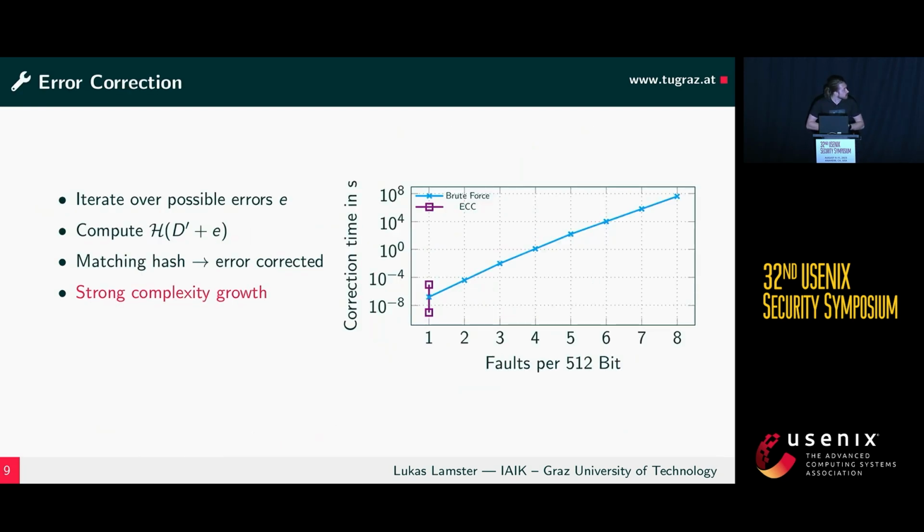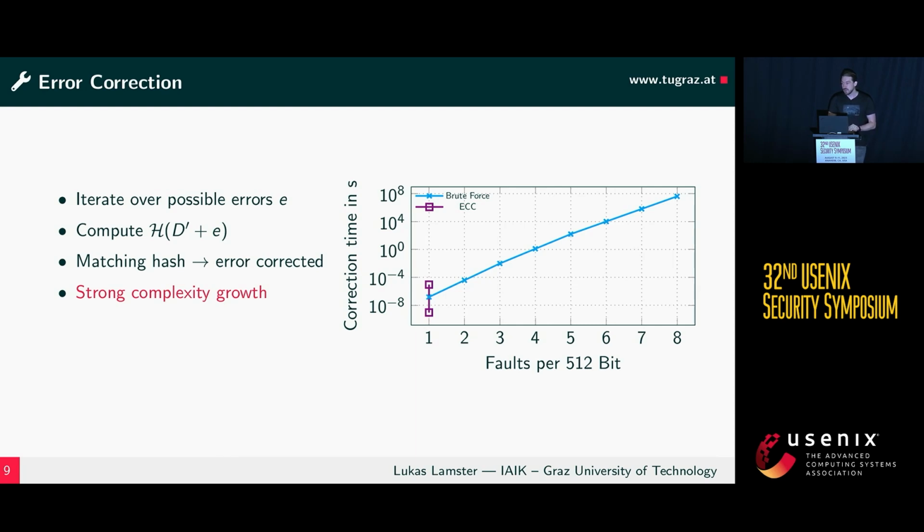So now this is where it gets ugly, because when we move away from linear codes, error correction becomes a bit tricky. The first approach that we can take here is to perform a brute force error correction, which works by guessing possible error vectors, applying them to the data that we read from memory, recomputing the hash, and comparing it to the stored version. If they match, we assume that the error was corrected.